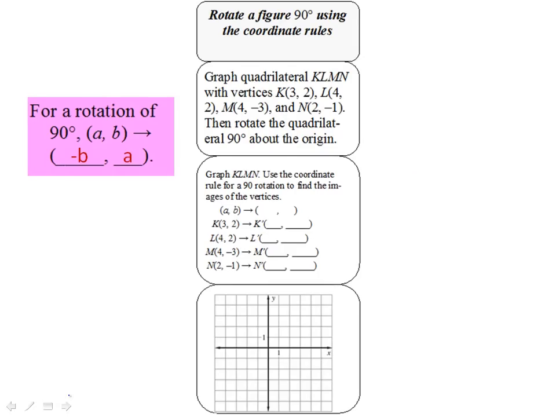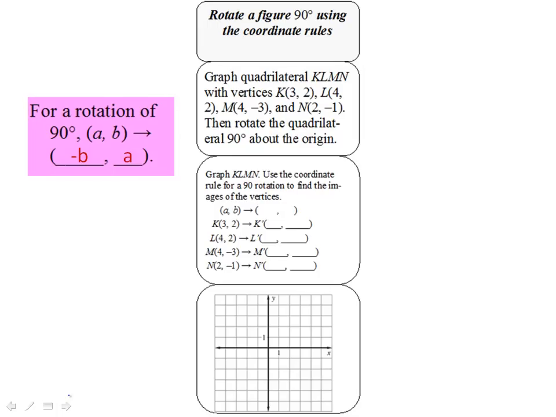So let's use this one. Rotate a figure 90 degrees using the coordinate rules. We're going to graph quadrilateral KLMN with these vertices, and then we're going to rotate the quadrilateral 90 degrees about the origin. So let's start by graphing KLMN.